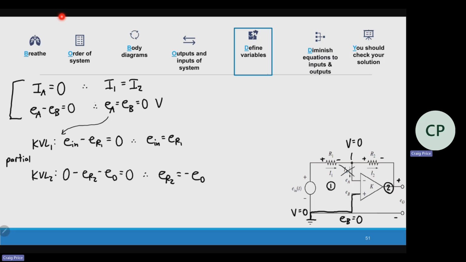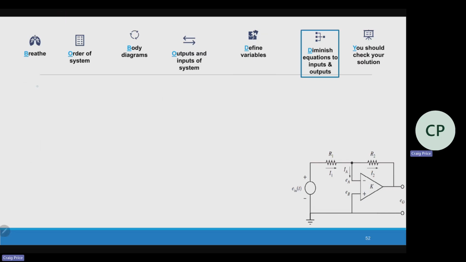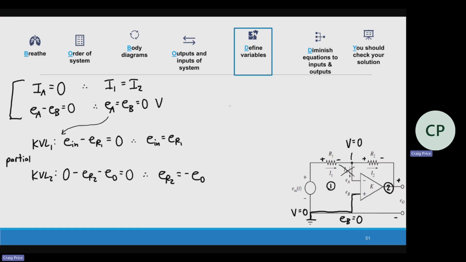Okay, so when I'm looking at this, I like E in, I like E out. So I can use either of these equations. I'm just going to start with E in. E in is equal to ER1. So if I start with my KVL1, E in is equal to ER1. Now I have my definitions. So based on the, oh, you know what? I totally forgot to write that down.